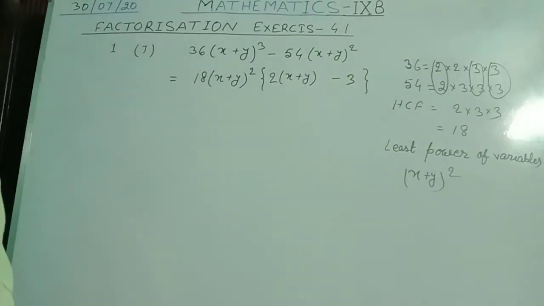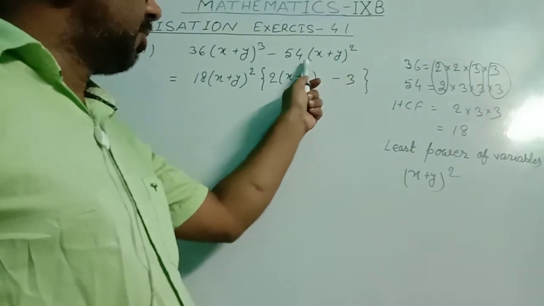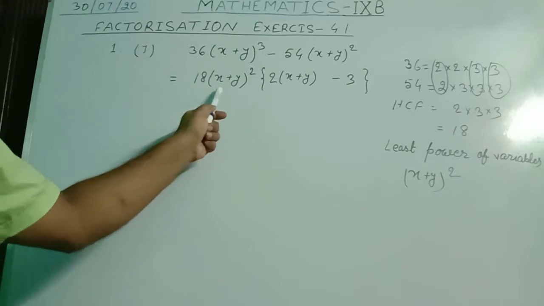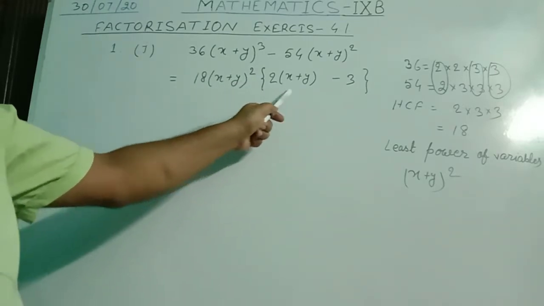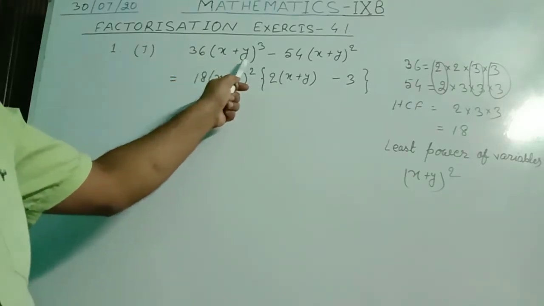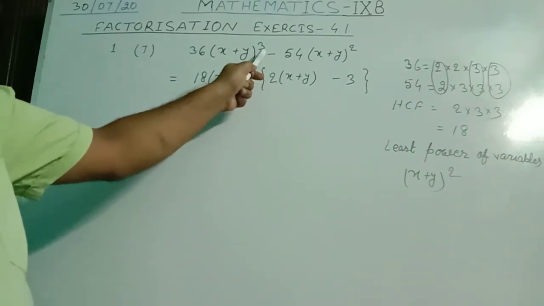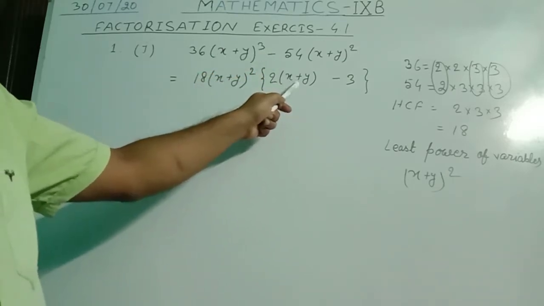The second part of the expression is the variables. We find the least power of the variable, which is square. So (x+y)^2 will be common. So 18 and (x+y)^2 are common and come out of the bracket. Then inside the bracket, in the first term what is left? 18 twos are 36, so 2 is left, and since the square is taken out, only x+y is left.